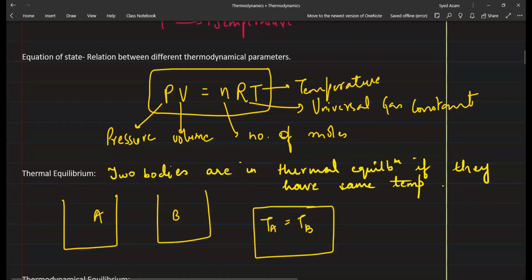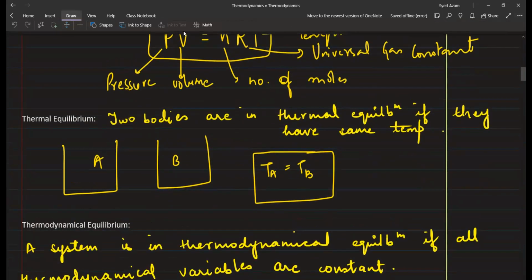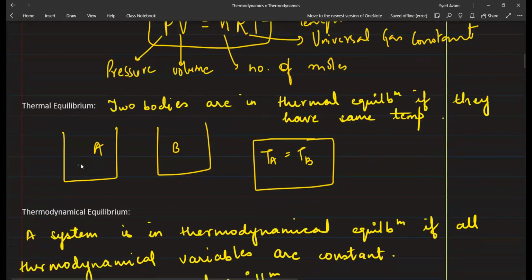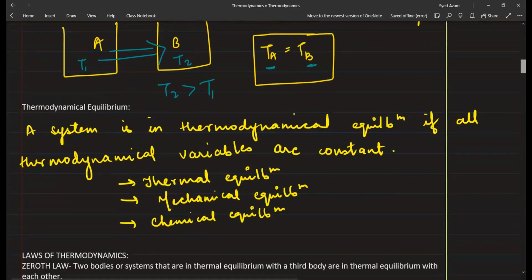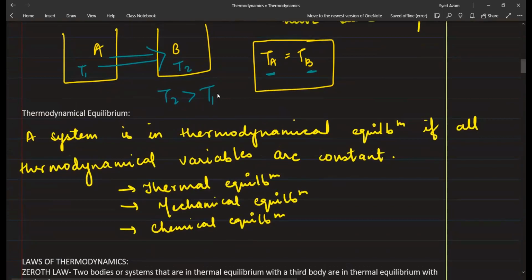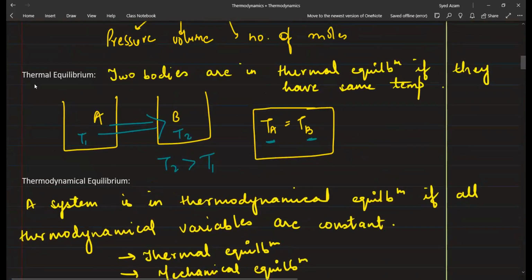But before this, thermal equilibrium, we have discussed it in thermal physics also. Let's say the temperature of the first body is TA, the second body is TB. Let's say TB is greater than TA. So some amount of heat will flow till the time TA becomes equal to TB. So two bodies are in thermal equilibrium if they have the same temperature. See, this is thermal equilibrium, just when the heat is flowing to make the temperature the same.